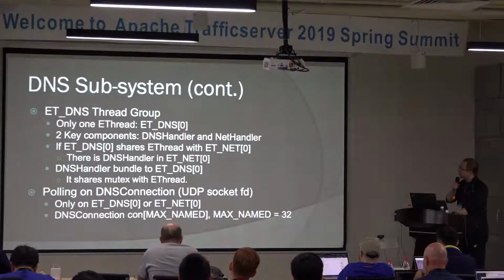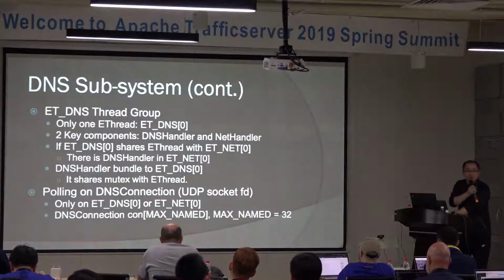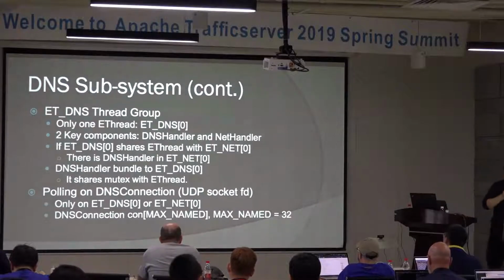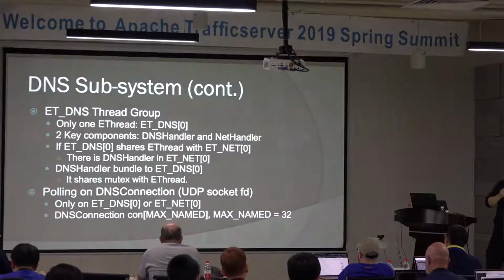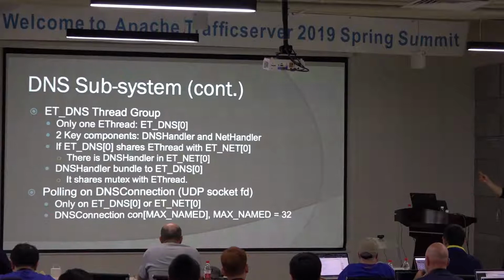Do you have any opinion on whether you're better off running with a separate DNS thread or piggybacking on ETNet? Yes, ETDNS and ETNet can be separate. But what would you recommend? Which do you think is better?